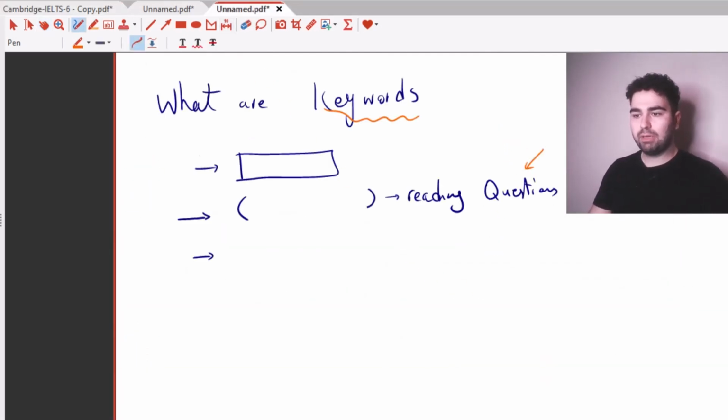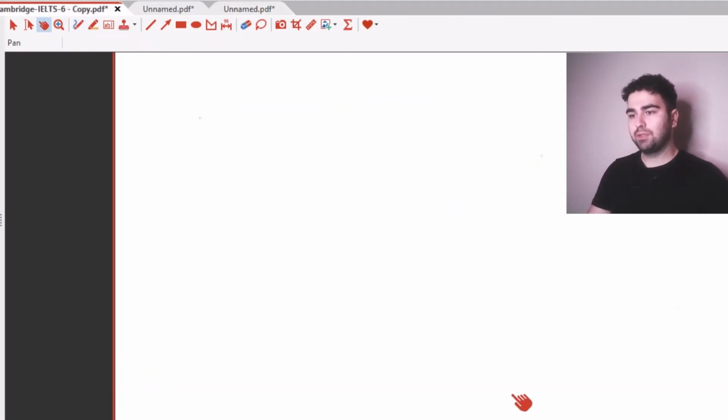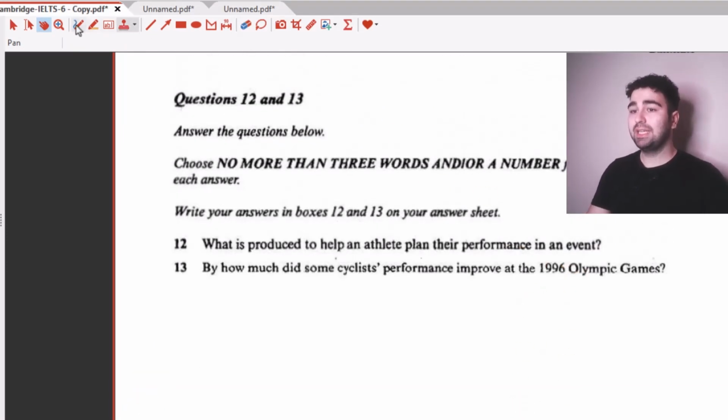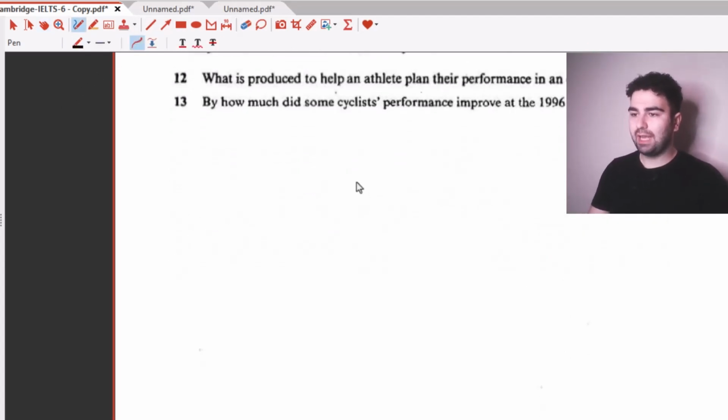I was talking about reading questions. So you have to read the question first before going to the text. While you're reading the question, you have to have, and I'm not good at painting, but I'm going to try this.